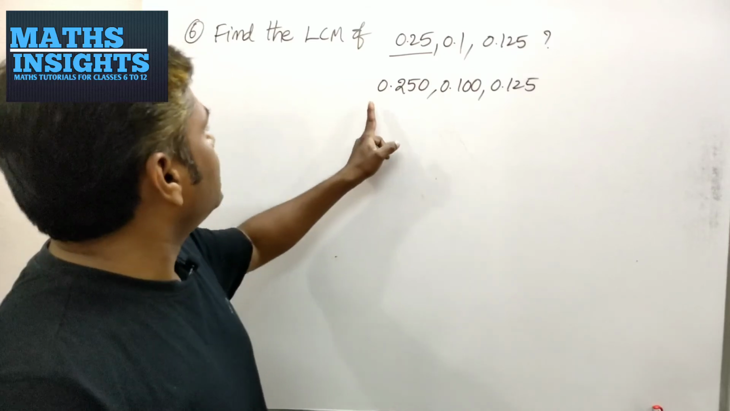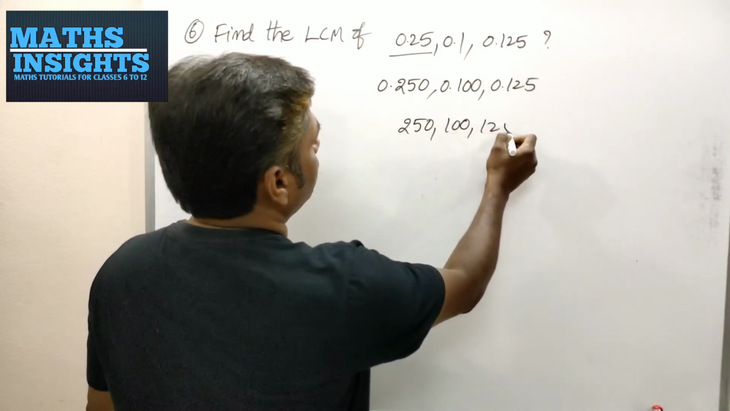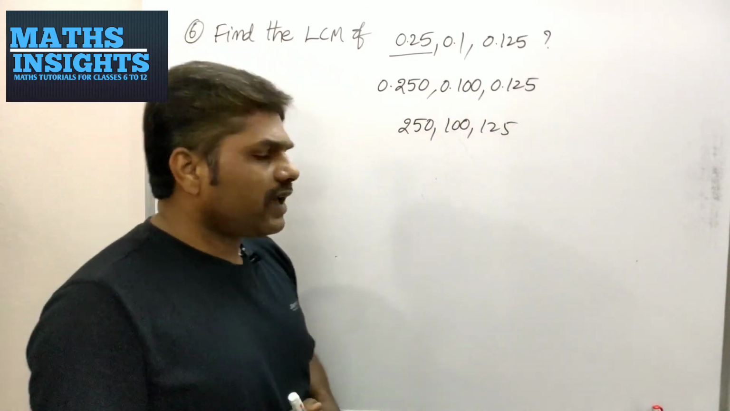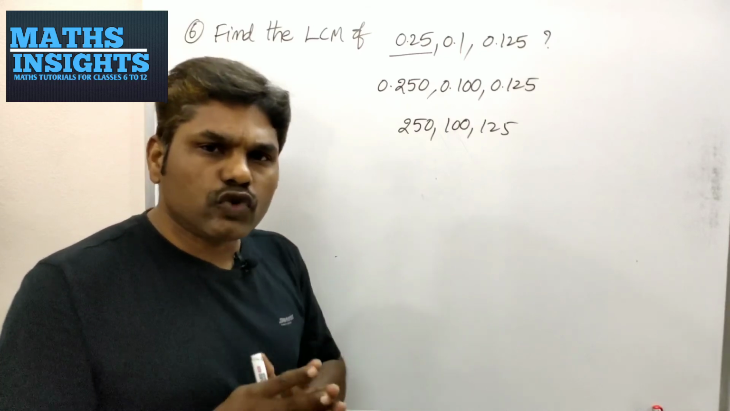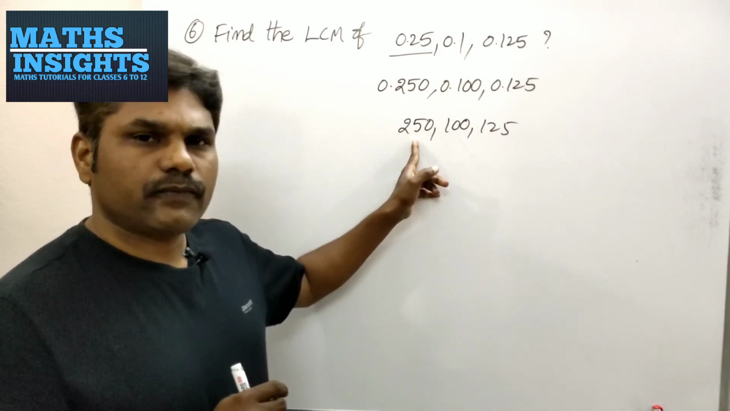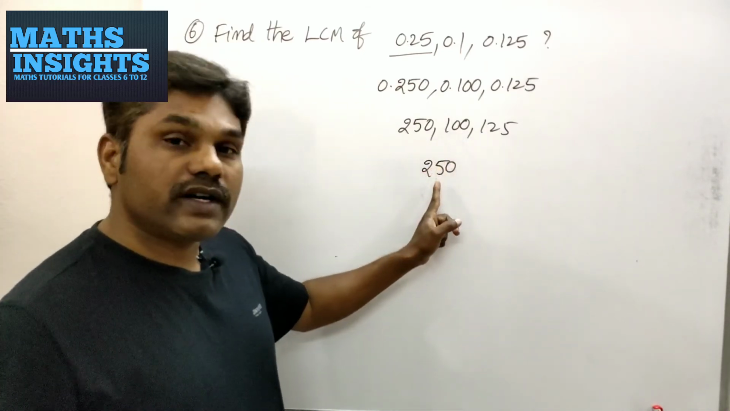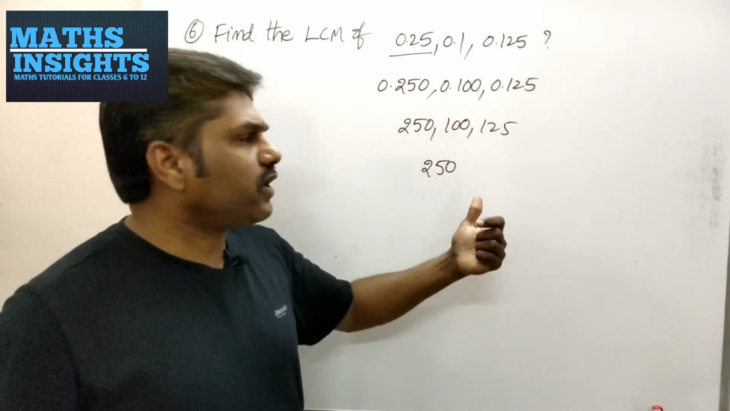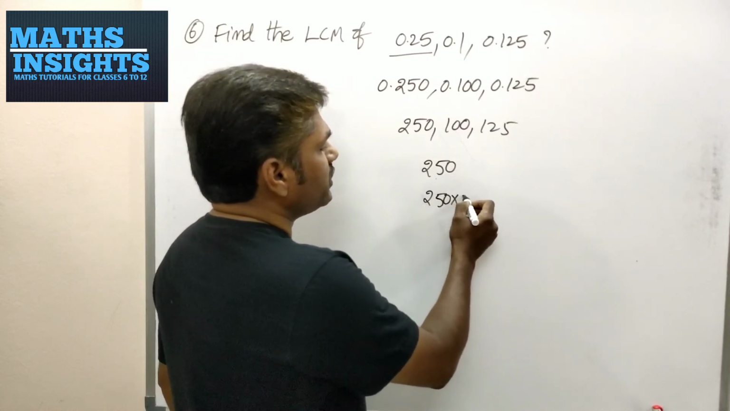Now you have to find the LCM of 250. Forget the decimal now. 100 and 125. If you find the LCM of these 3 numbers, then the problem is over. As I said, the LCM of any group of numbers is either the highest of that group or a multiple of that number. 250 is the highest. If you take 250 as your LCM, this 100 will not divide 250 exactly. 125 will divide. So to make it divisible by 100 also, you have to take multiples of 250. So the second multiple of 250, that means 250 into 2 is 500.